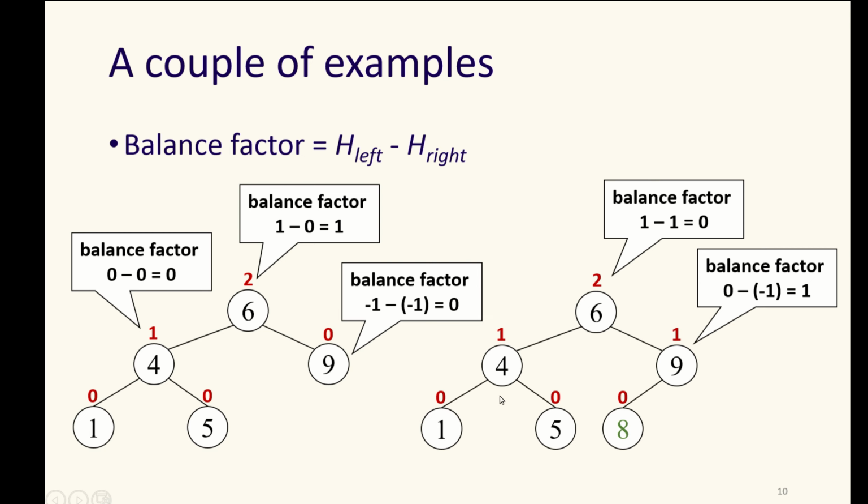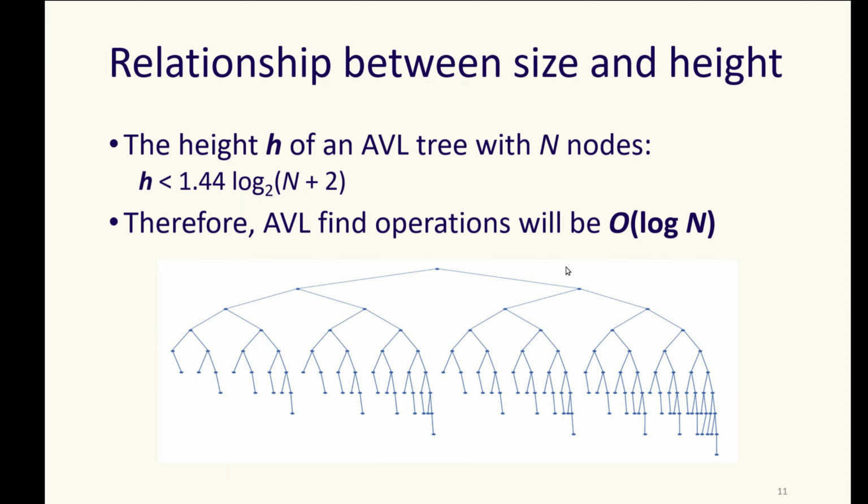In this one, we've got the 8 added to it, and so 9's height changes to 1 and its balance factor changes to 1 because 0 minus -1 is 1. And then the root's height does not change because the balance here is still the same. The balance factor of the root does change though because it's 1 minus 1 equals 0 now. Each side has 1, but its height is still the same. And we want those small height values.